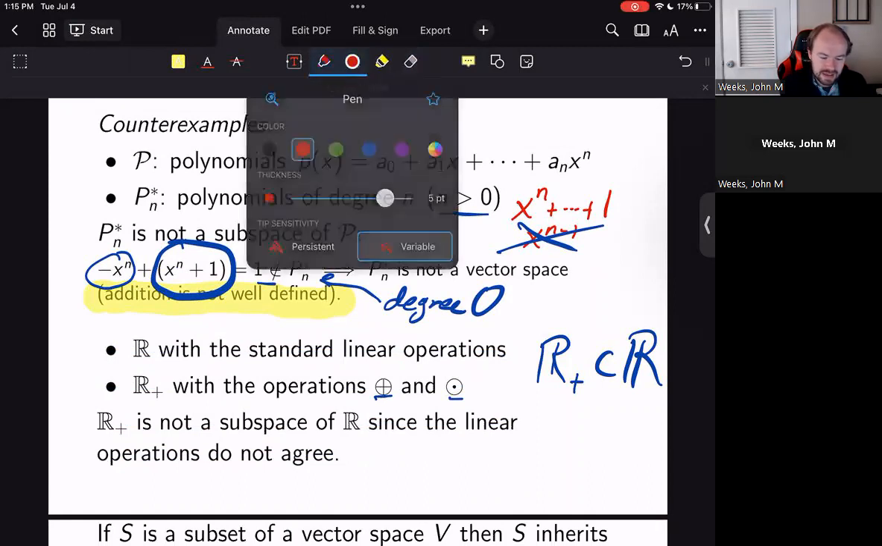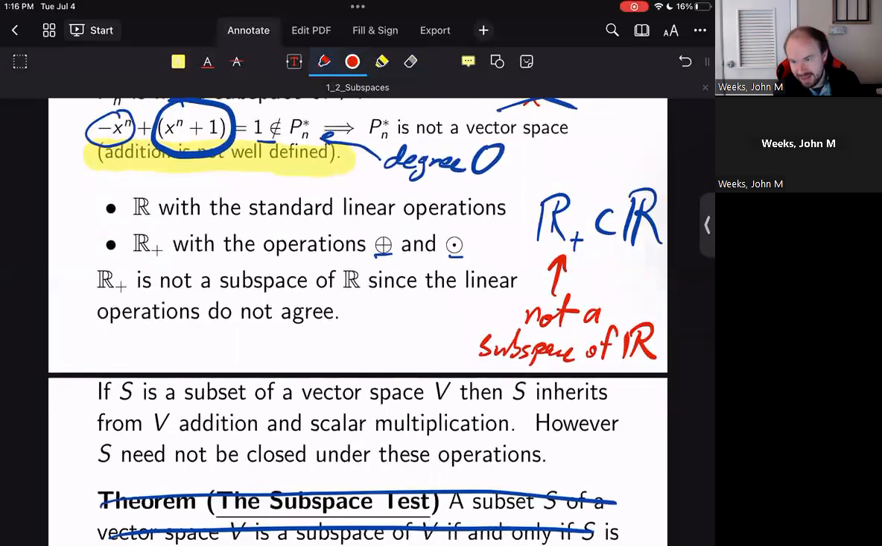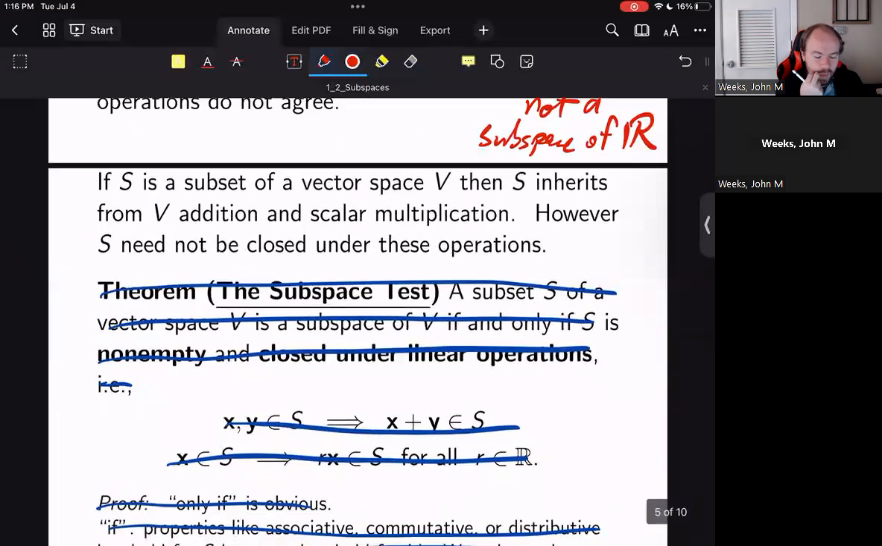Right here, this is not a subspace of R, even though we have an inclusion between the two sets as they are. So what we mean by subspace is those two things: one that is actually a subset, and one that is actually a vector space. These two counterexamples try to show you where one of those things could go wrong for each one. Of course, this has to have the linear operations agreeing as well.